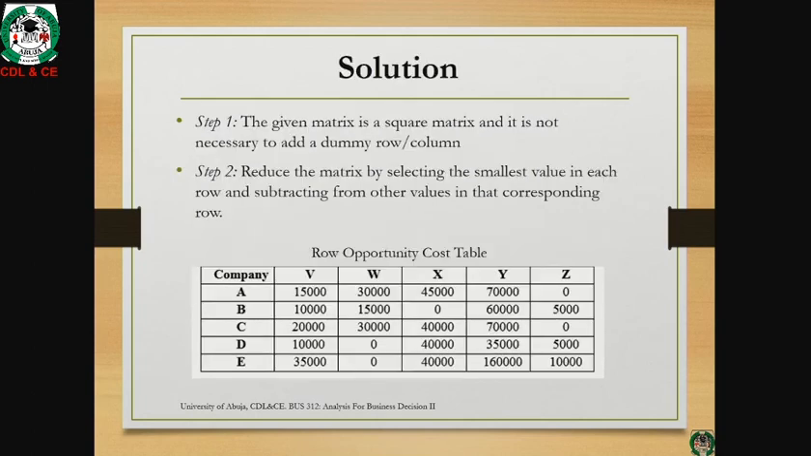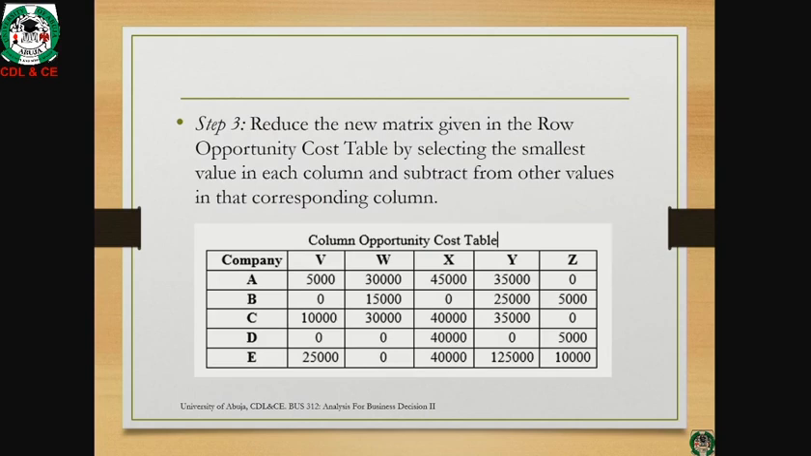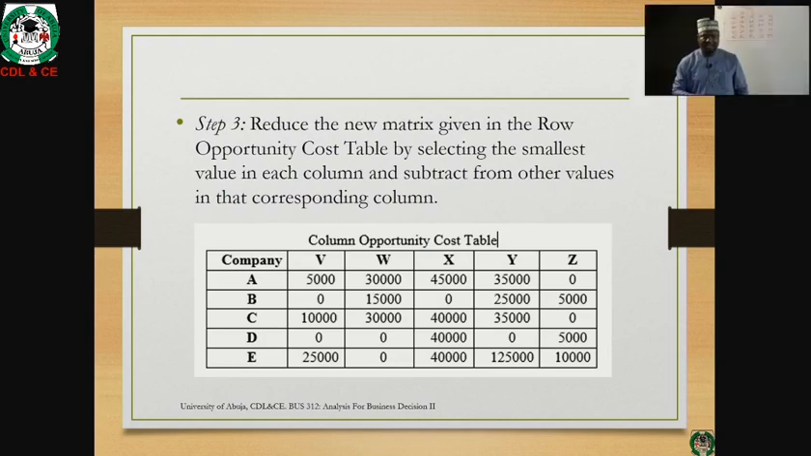Let's go back to the previous table and look at the Y column. In the Y column, what do we have? We have numbers without 0. What is the smallest number there? As far as my eye can see, it is 35,000, plainly highlighted. Then what do we need to do? Pick that 35,000 and subtract it entirely from that column. We have what we have in the next table. So this gives us what we call the column opportunity cost table.